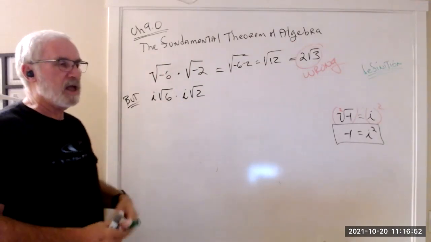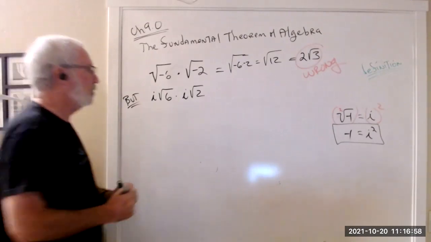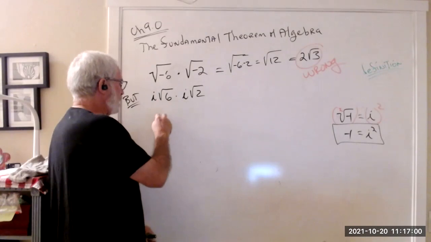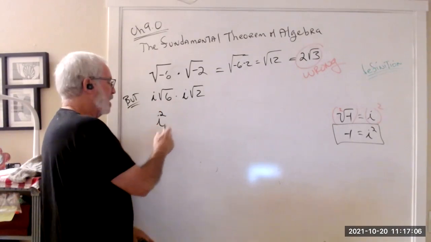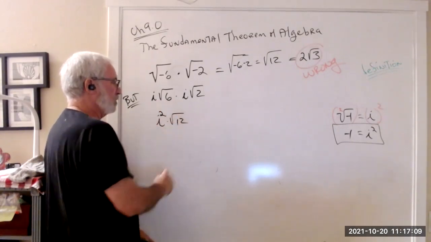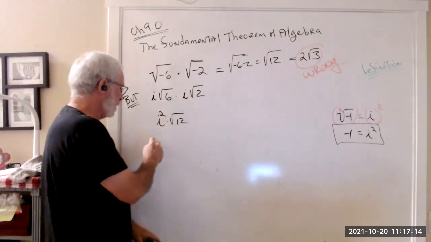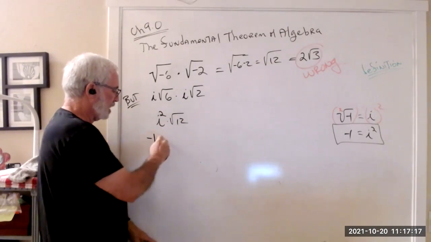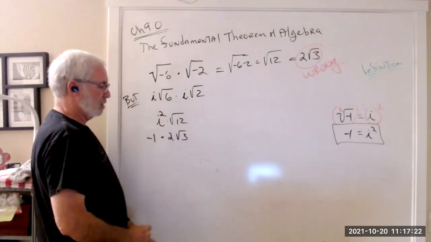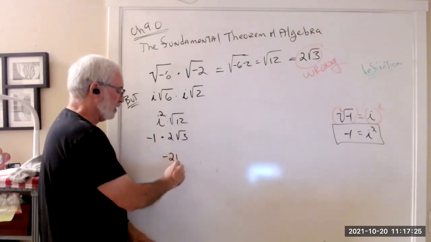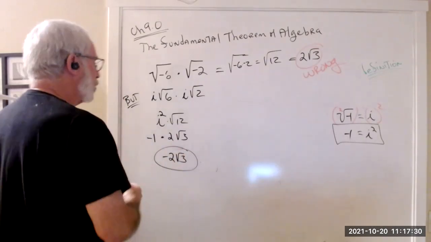Okay, now if we use the outside, outside, inside, inside rule, we end up with i squared, because i times i, anybody times itself, is squared, times the square root of 12. So this becomes -1 times, and we've talked about it, the square root of 12 is 2 times the square root of 3. So put all this together, this is -2 square root of 3, and this is the correct answer.